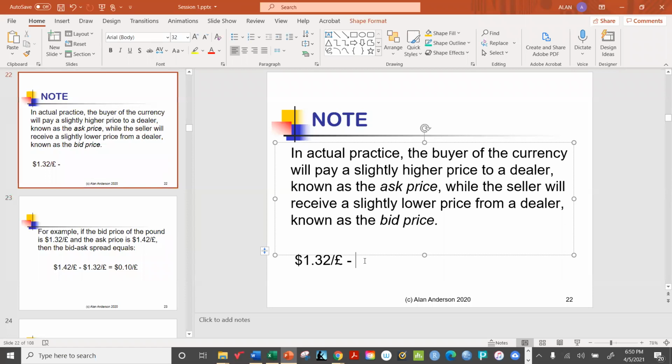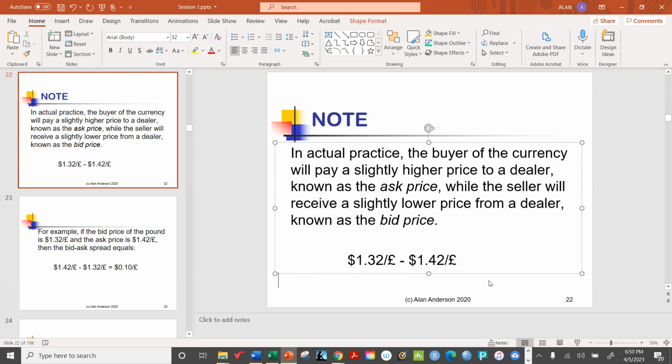And you ask yourself, why? Why are there 2 numbers? Okay, so the way it works is the first number is the bid price, and the second number is the ask price.